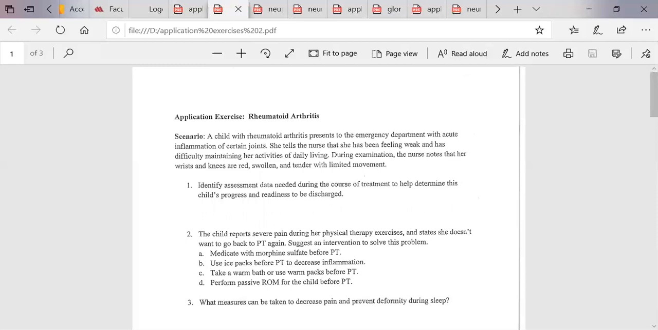So we've got rheumatoid arthritis. Let's see here. What do I want to say before we start this? Okay. Rheumatoid arthritis is autoimmune in nature. It is a systemic disorder of connective tissues and joints.